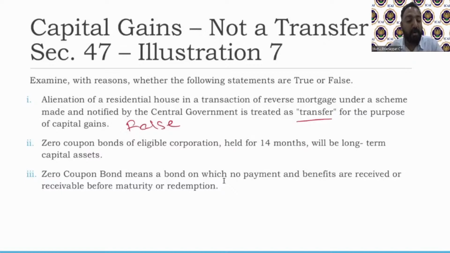Next: zero coupon bonds of an eligible corporation held for 14 months will be long-term. Zero coupon bonds will be long-term if they are held for more than 12 months. Okay, more than 12 months.